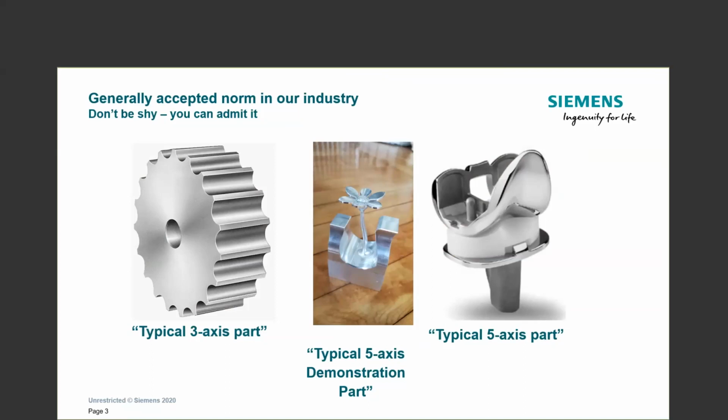So if you take a look at these 3 parts, I think we can all agree, the part on the left, it's not that interesting. The part on the right, the knee implant, that's pretty interesting. But I think we can all agree that the middle part here kind of takes the cake. Is it a practical part? Not really, but it looks cool. So it definitely has that wow effect. But what's the actual takeaway here? Now, what I want to point out is that even the typical 3-axis part on the left side of your screen could very feasibly be manufactured on a 5-axis machining center in a really profitable way.